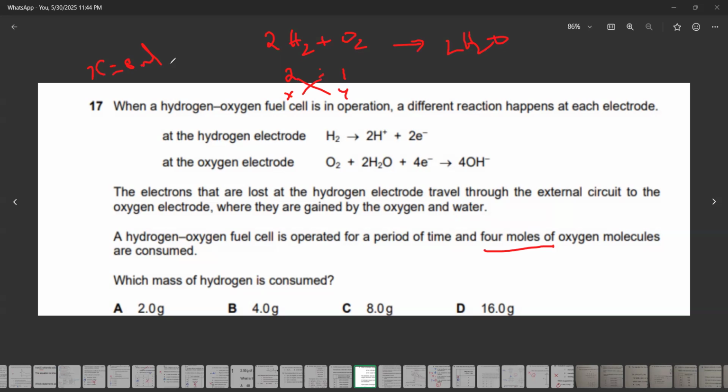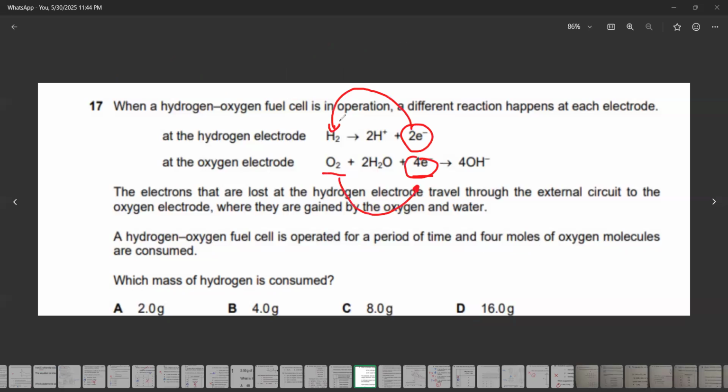What is the mass of 8 moles of hydrogen? Each mole is 2. So 8 multiplied by 2, again I'll get 16. That's another way of doing the same question. I can use the overall equation for a fuel cell and use the mole ratio between hydrogen and oxygen. Or the method I used here: I use the ratio between oxygen and electron to get the moles of electron, and from moles of electron, I get the moles of hydrogen. But it won't make a difference to the result.